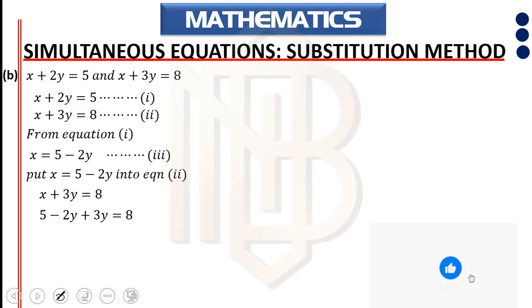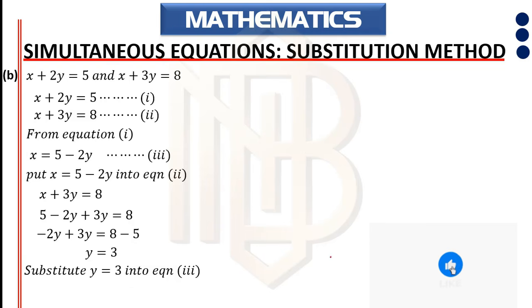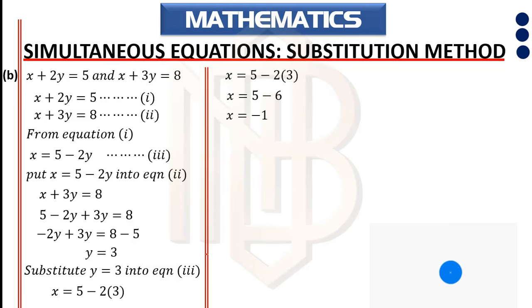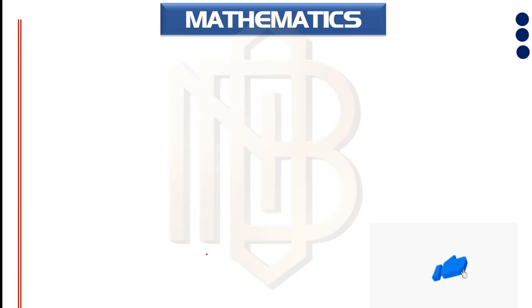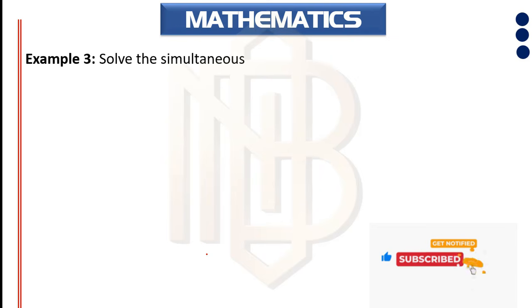Okay, so that means we just collect like terms and then simplify further, in which case we have y equals 3. So from this, if you decide to substitute y equals 3 into equation 3, like I said, you can use any equation at this point. Okay, so that means we have x equals 5 minus 2 times 3 instead of y there. Which if you solve further, you have x equals minus 1, which is that as far as that is concerned.